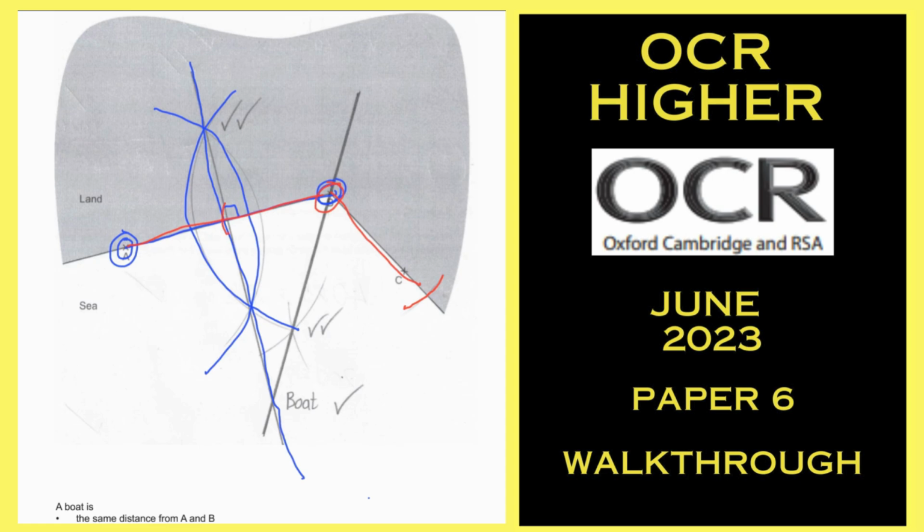Then pick it up. Again, repeat metal bit on here. Draw a little arc. Metal bit on the other. Draw an arc. And you've got your angle bisector. And where they meet is where the boat is.